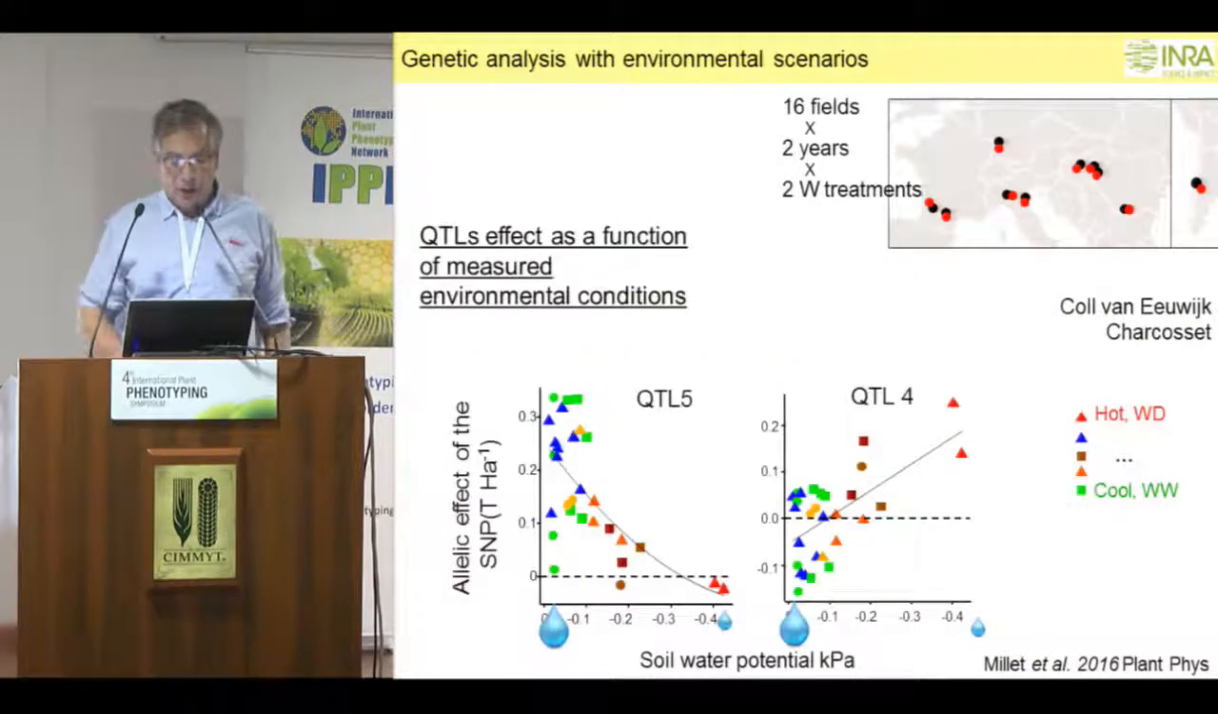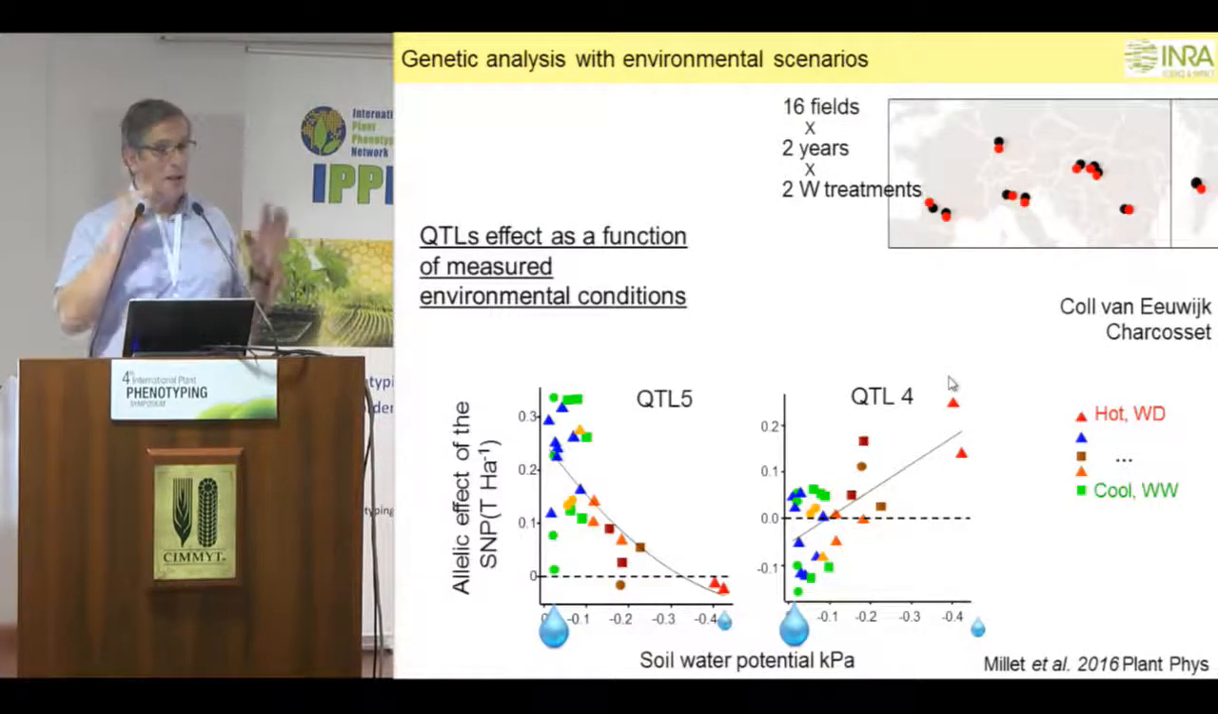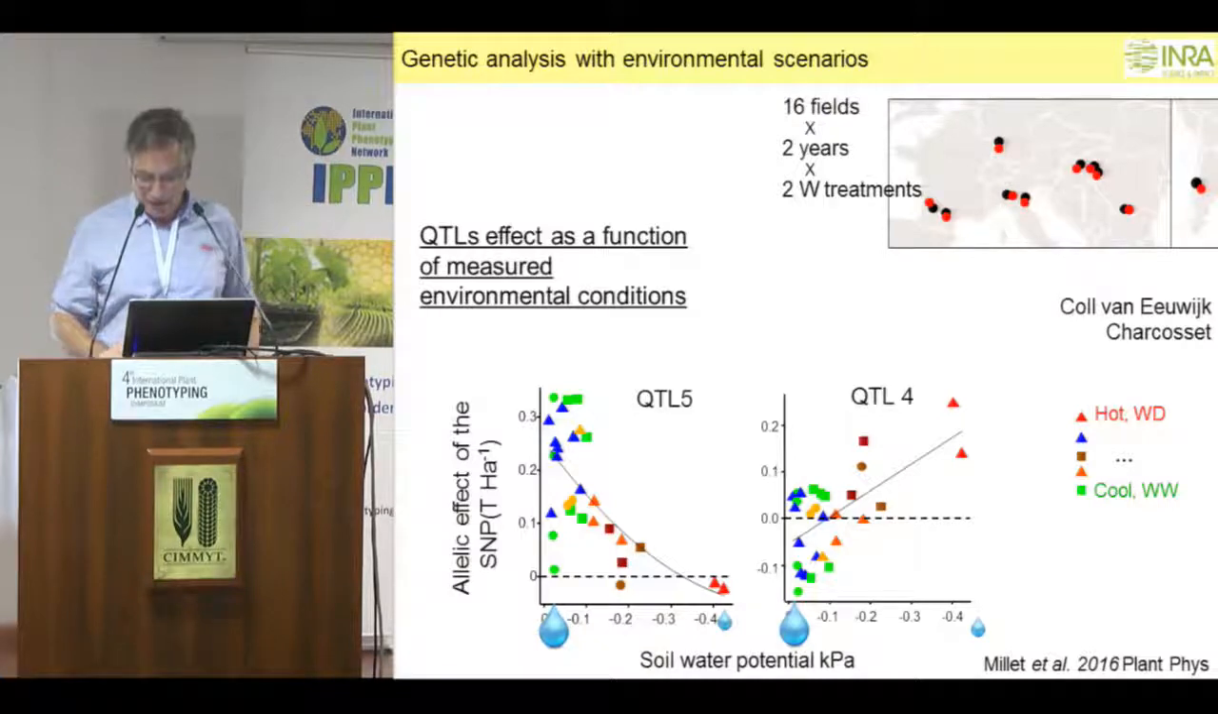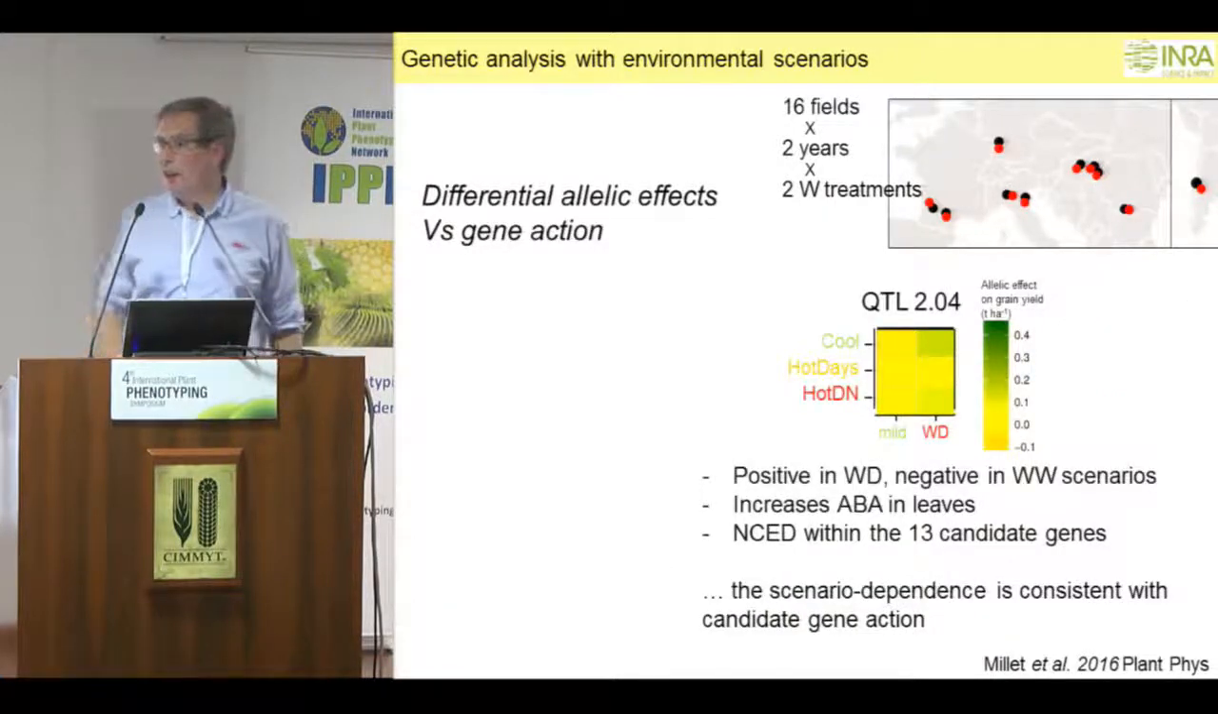And we can even regress the allelic effect here against one condition. Here it's soil water potential, as it was measured in all our fields. And you can see one QTL whose effect decreases with soil water potential. So this is dry, this is wet. Where this QTL actually is rather negative in well-watered and quite positive in drought. So we have that for each of our QTLs. And so this can help to understand what happens. Can we identify genes out of that?